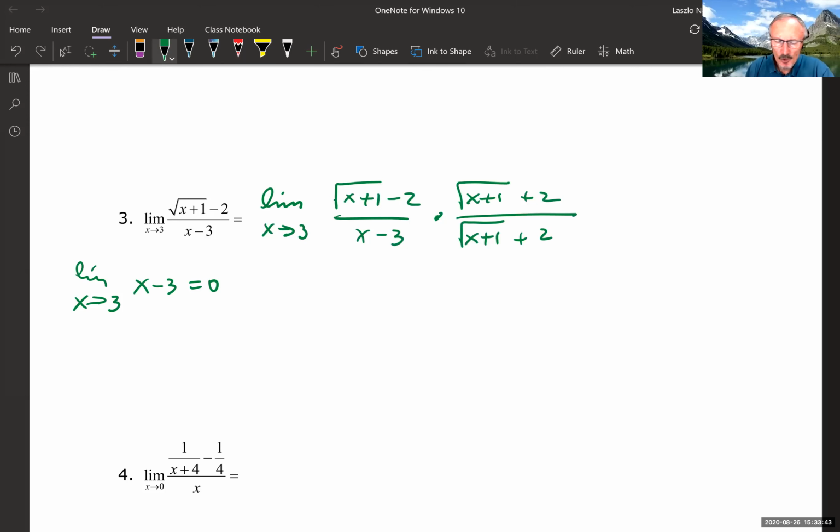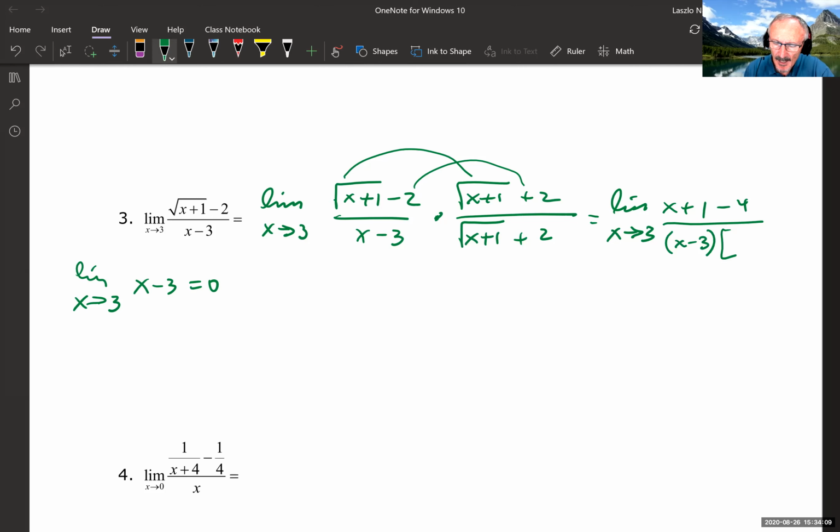And when you do, in the numerator, we end up with the following. When you multiply this, you end up with x plus 1. And when you multiply here, we end up with minus 4. In the denominator, I'm not going to actually multiply. Well, I will, but I'm not going to distribute. So we have the x minus 3 factor, and then we have the factor of radical x plus 1, plus 2, that quantity there.